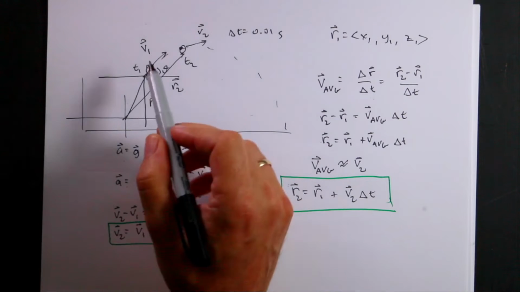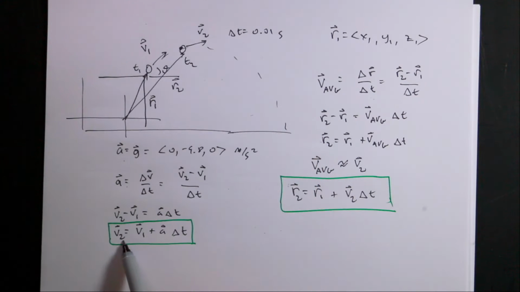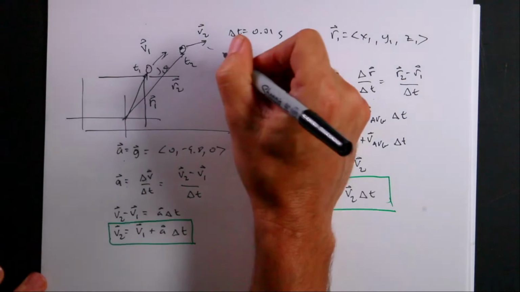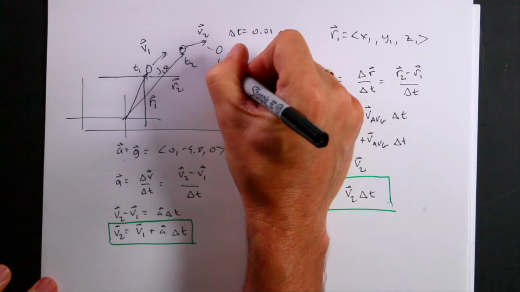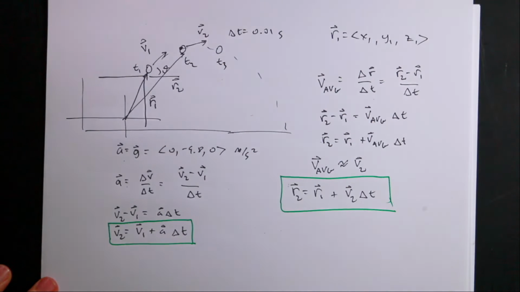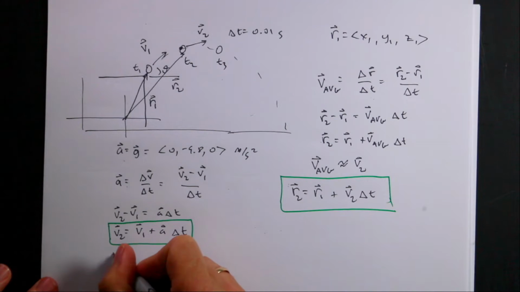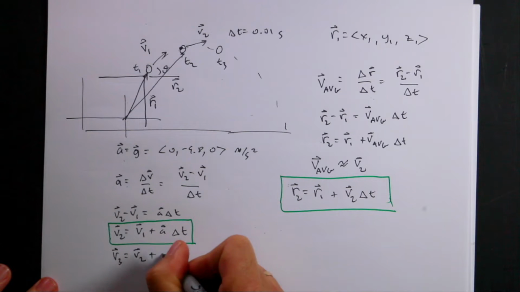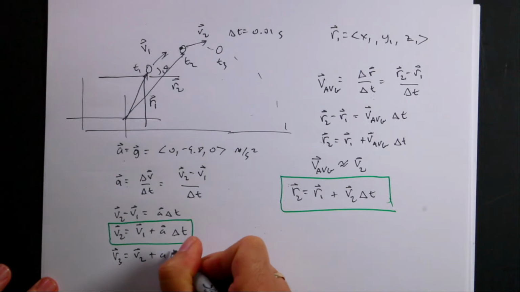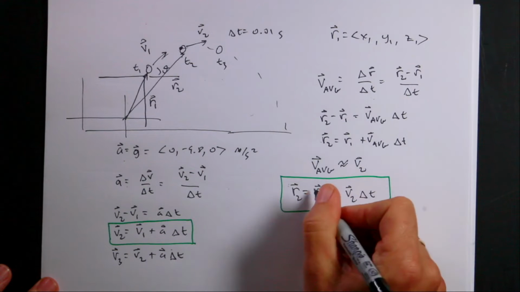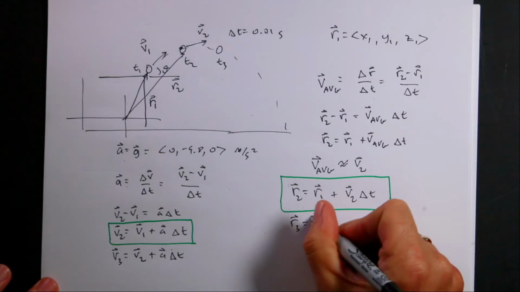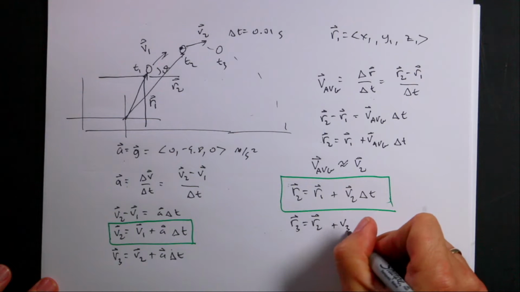So what this says is after a short time interval, I can calculate the velocity and I can calculate the new position. And then if I want to calculate where it is at time t3, I just do the same thing again. Now I calculate v3 equals v2 plus a delta t. And then over here I say r3 equals r2 plus v3 delta t.